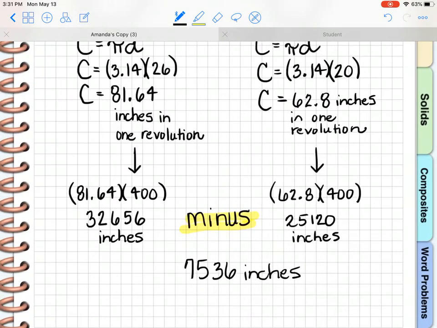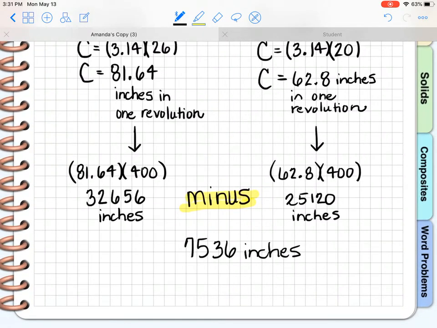Now, what if they ask me to turn that into feet? Because they may or may not. If they did, you would divide by 12. So you would have 7,536 divided by 12 equals 628 feet. So that's quite a distance that Mike can travel just by having the bigger tires. That is the length of a football field. So those bigger tires make a difference.